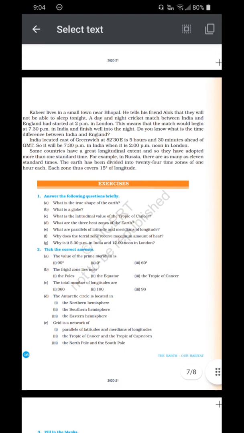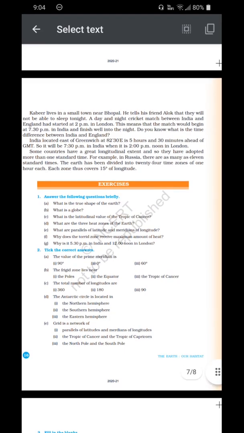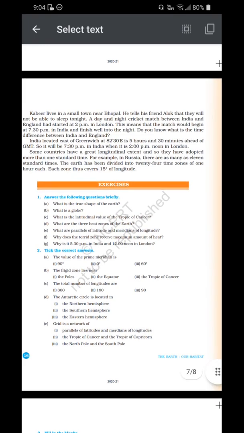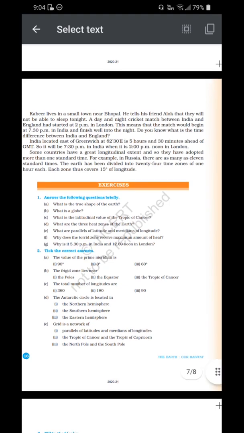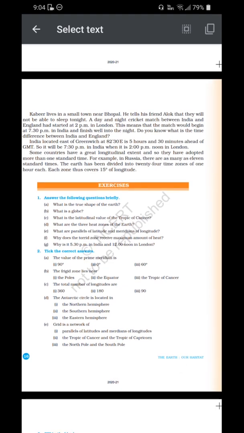Kabir lives in a small town near Bhopal. He tells his friend Alok that they will not be able to sleep tonight. A day and night cricket match between India and England has started at 2 p.m. in London. This means that the match would begin at 7:30 p.m. in India and finish well into the night.